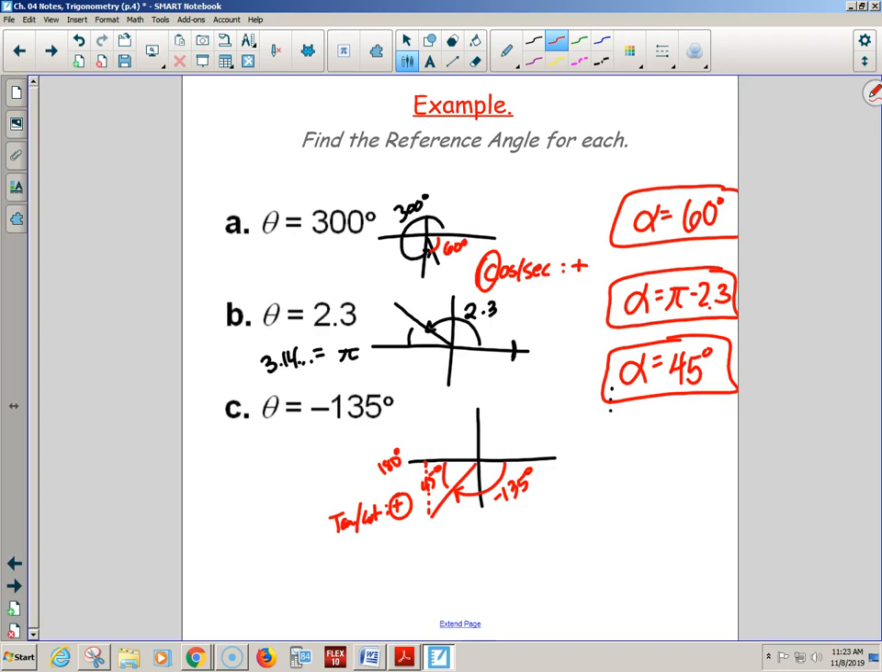You could put it in your calculator. You could get a decimal if you really want to, but whatever. Just pi minus, figure out who that little leftover guy is. There's my reference. There's my reference. And there's my reference. Okay, one more set of examples, and then we're done.